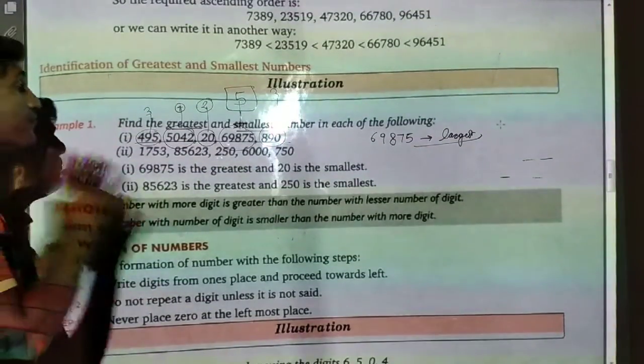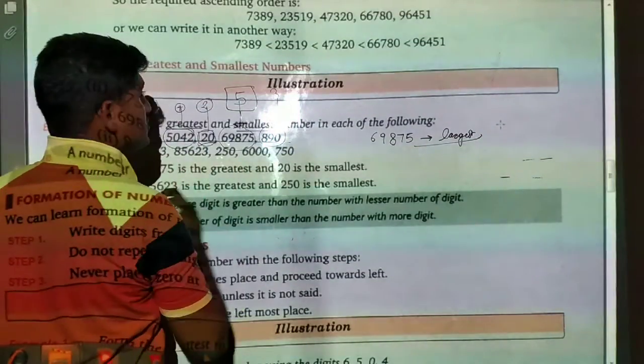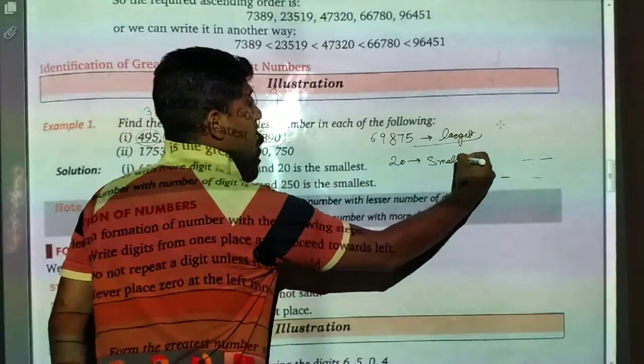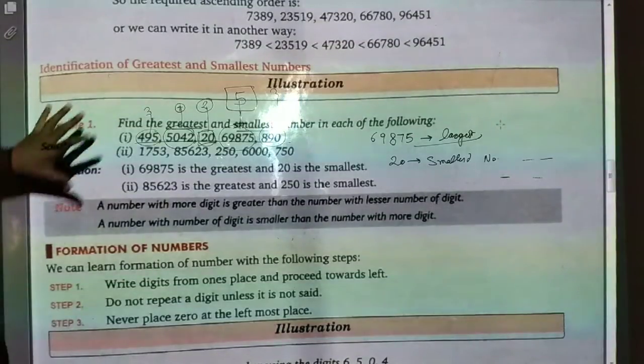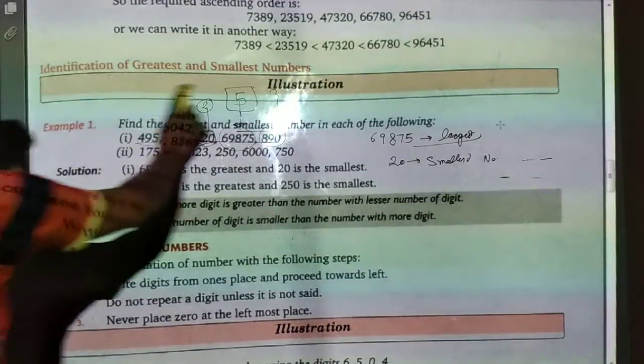Now we look for the smallest number of digits. That is this one with 2 digits, that is 20. It is the smallest number. So in this way we will find the greatest and smallest number in the following examples.